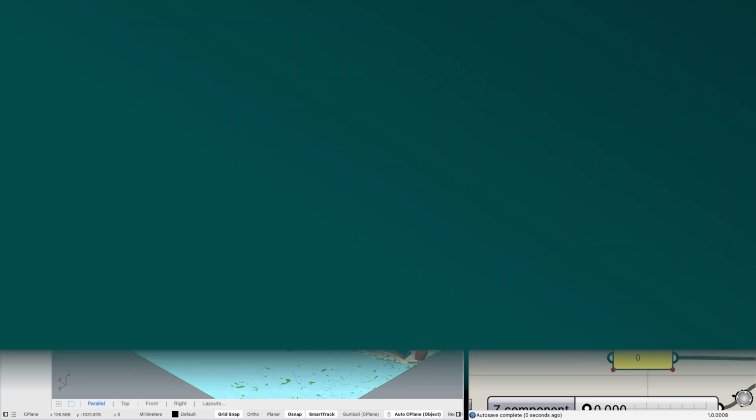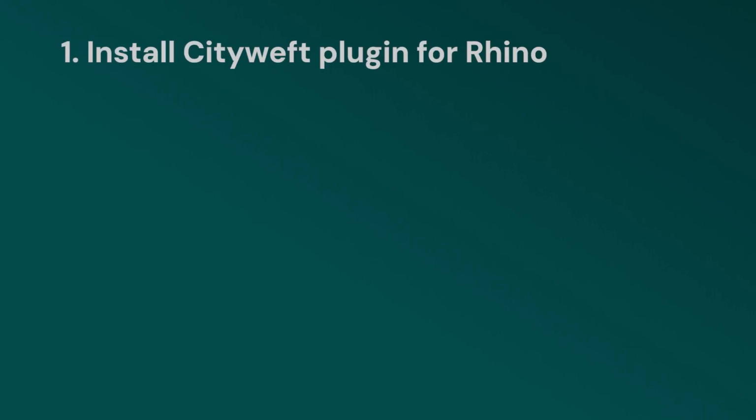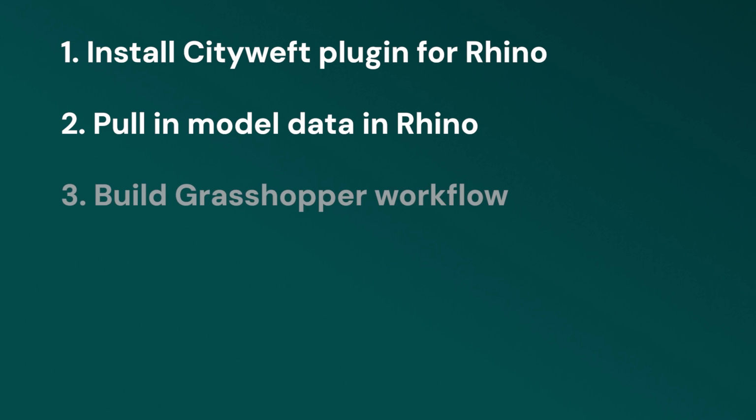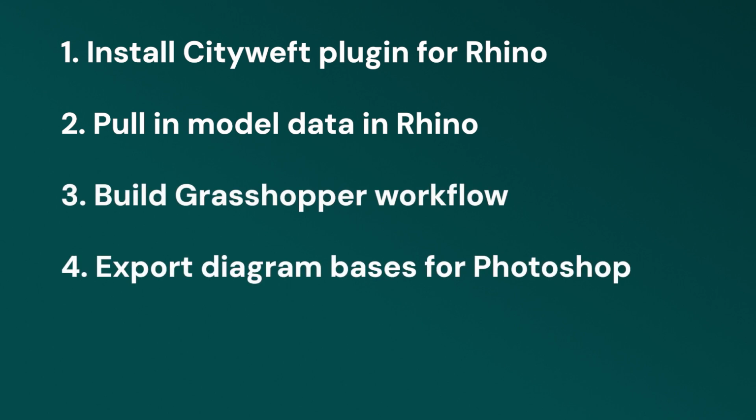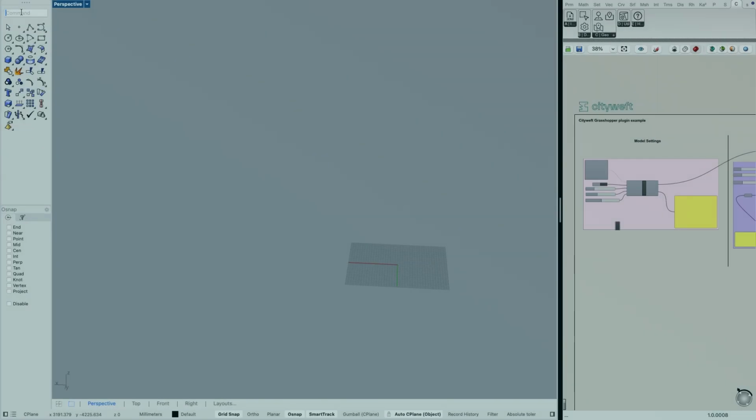At a high level, this workflow is actually pretty straightforward. We'll install the Rhino and Grasshopper plugin, pull site data into Rhino, build or use a Grasshopper setup to process that information, and export clean diagrams you can annotate and present. You don't need to manually model an entire urban context. The idea is to get useful site information into your design workflow quickly. So here's how to do it.